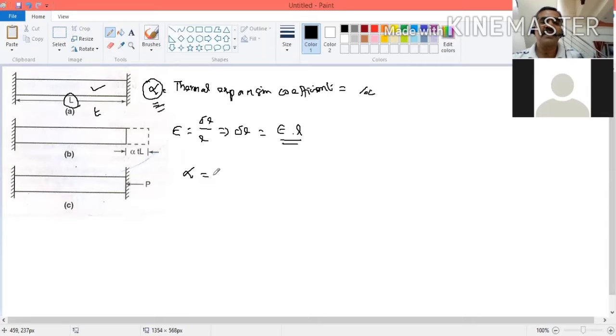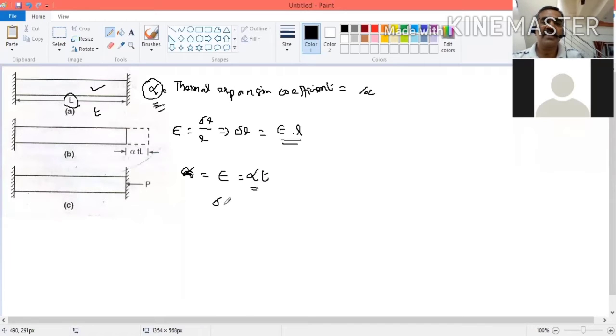How do we calculate the strain? When it is subjected to temperature, what will be the strain value? What is alpha? Alpha is strain per degree Celsius. So alpha into T will give you the strain. This is per degree Celsius; if you multiply by the temperature, it will give the strain. How do we get the elongation from the strain?